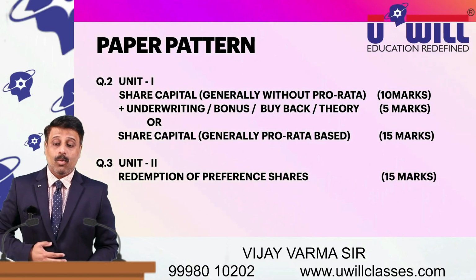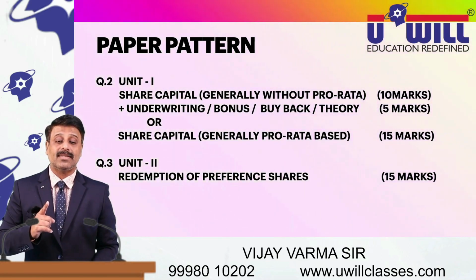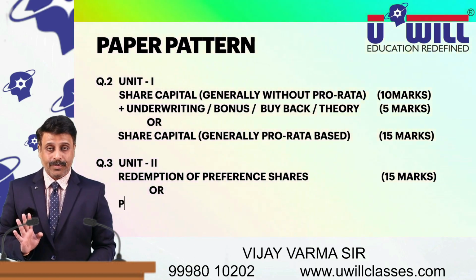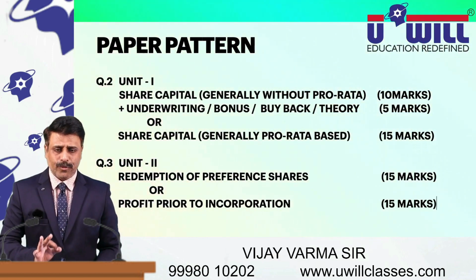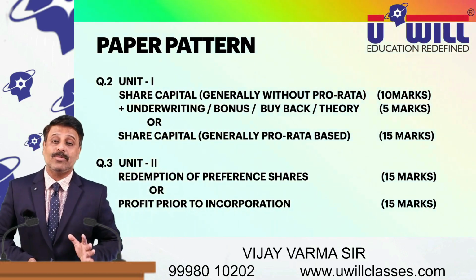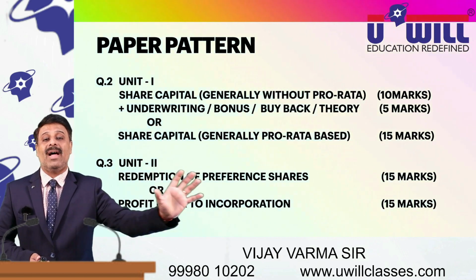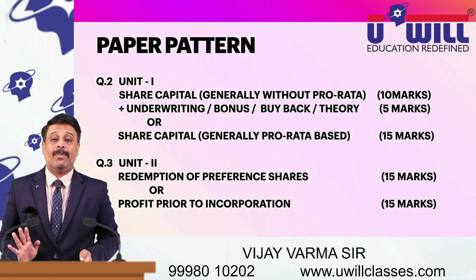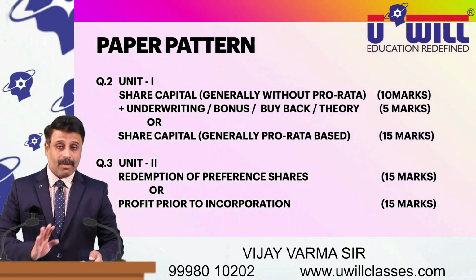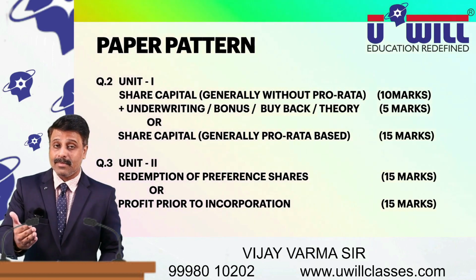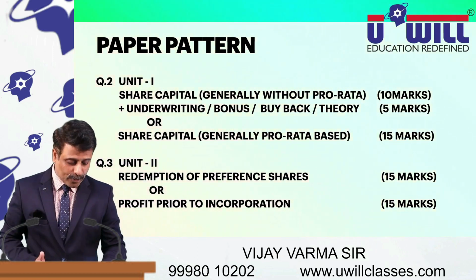Now what will come in section 2? There are two chapters. One is redemption of preference shares and the other is profit prior to incorporation. A 15 marks full-fledged question comes from redemption of preference shares, as well as in option a 15 marks question comes from profit prior to incorporation. So any one chapter safely you can prepare and still attend the complete 15 marks question in the exam. Which one should you prepare? Stay with me, I'll tell you further in this session.